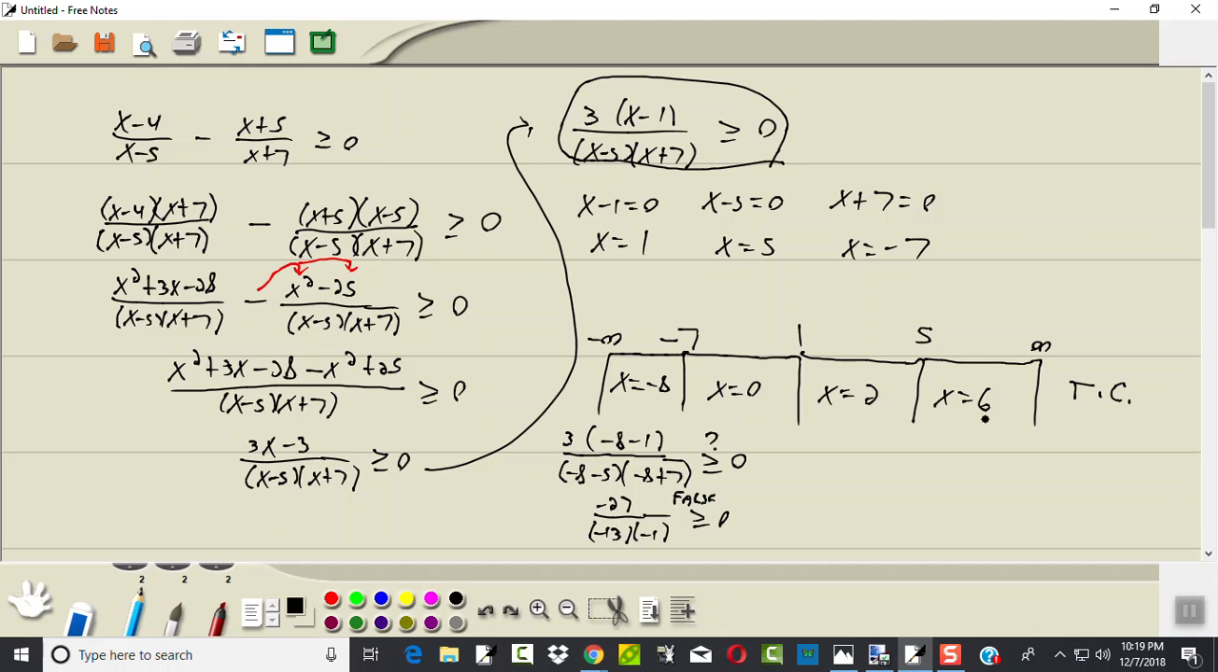So you go through, and that's how you figure out what your answer is. Test cases that work.